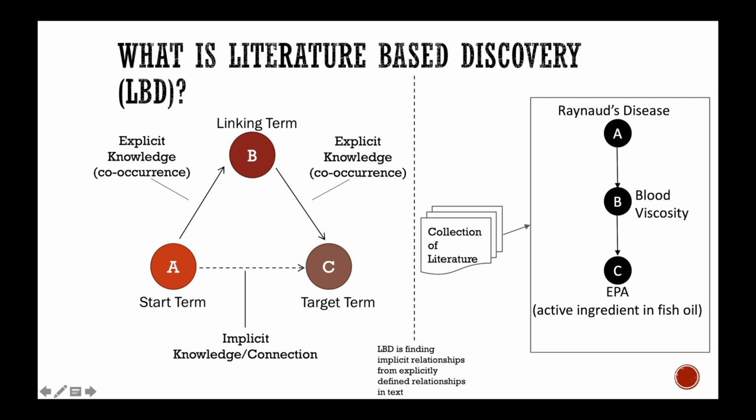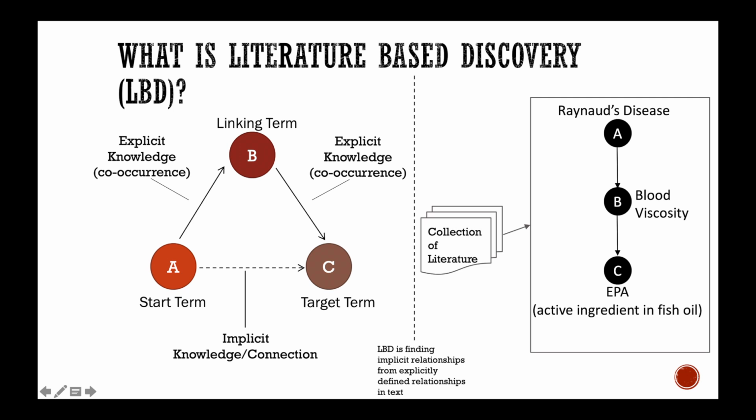So now that we know those things about natural language processing, what exactly is literature-based discovery? Well, literature-based discovery is a subfield of natural language processing that seeks to uncover new information from already existing data. In literature-based discovery, you have an explicit A implies B relationship, an explicit B implies C relationship, and then from those two explicit relationships, you can then implicitly infer that A implies C.